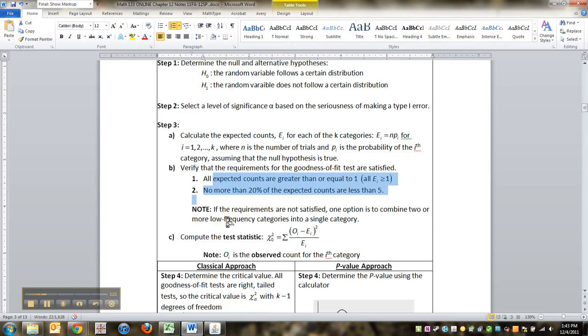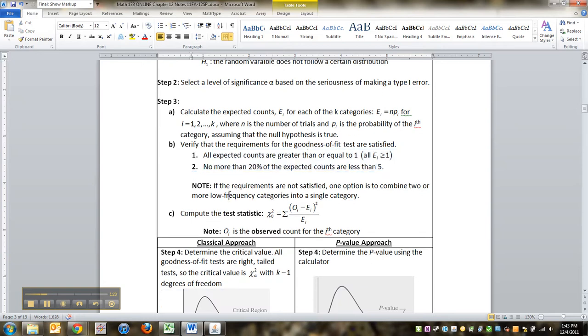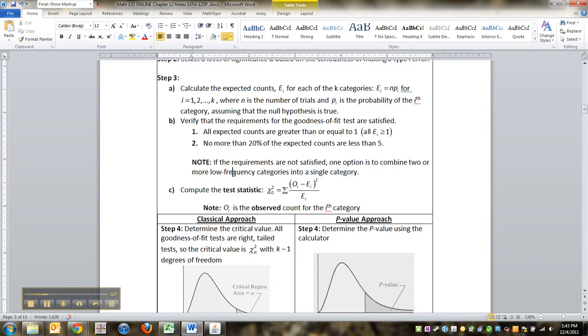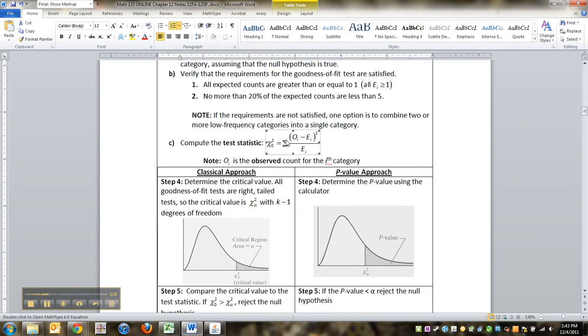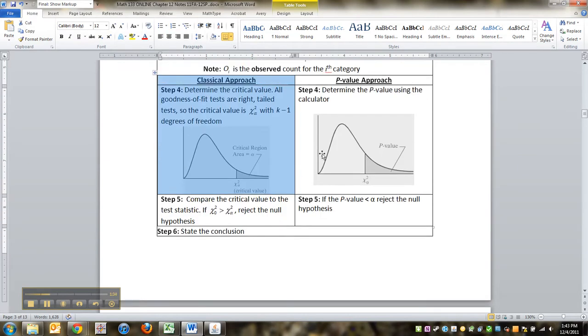And then if the requirements are not satisfied, one option is to combine 2 or more low-frequency categories into a single category, which I don't think we'll have much need to do, but then we're going to compute this chi-square test statistic, and then we'll have the option of, hey, look, the classical approach or the p-value approach. Both these are with chi-square, and then we'll state our conclusion.